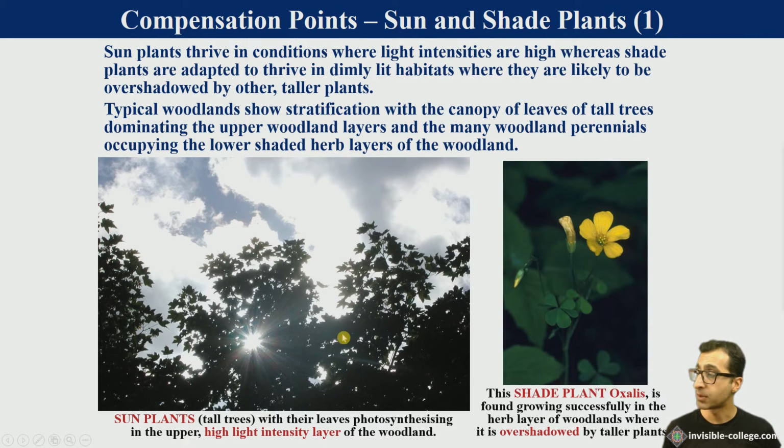So we see here a couple of examples. We see the tall trees, which we can categorize as sun plants. Now, these leaves are photosynthesizing in the upper canopy, the upper high light intensity layers of the woodland, and then way down in the lower layers we find plants like this, oxalis, which is a shade plant which grows and thrives very successfully in low light levels.